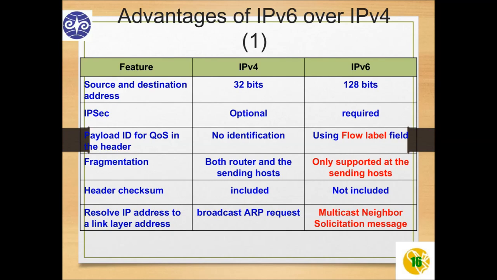In IPv4 there is no identification, but in IPv6 we use different flow label fields. Fragmentation. In IPv4 it is done by both the router and the sending hosts. In IPv6 it is only supported at the sending hosts. Header checksum. In IPv4 this is included, and in IPv6 this is not included. Resolve IP address to a link layer address. In IPv4 it is a broadcast address resolution protocol request, and in IPv6 it is a multicast neighbor solicitation message.